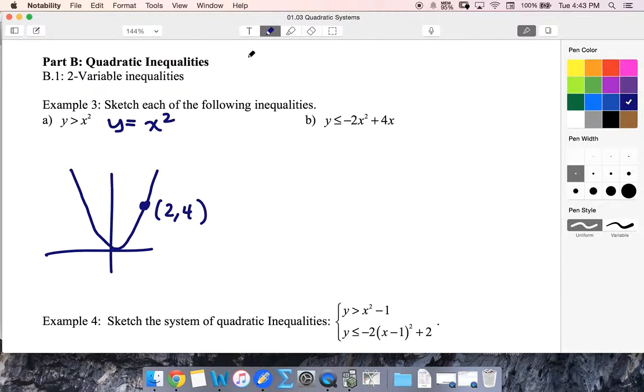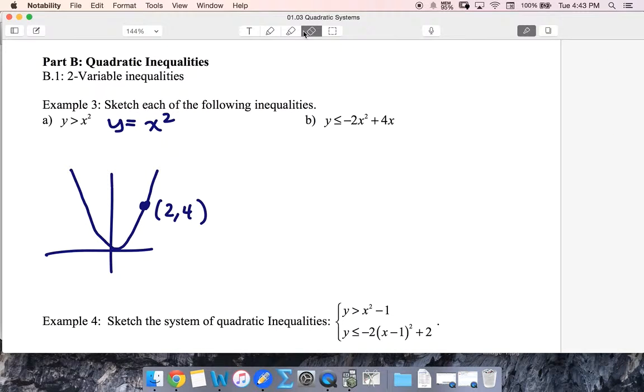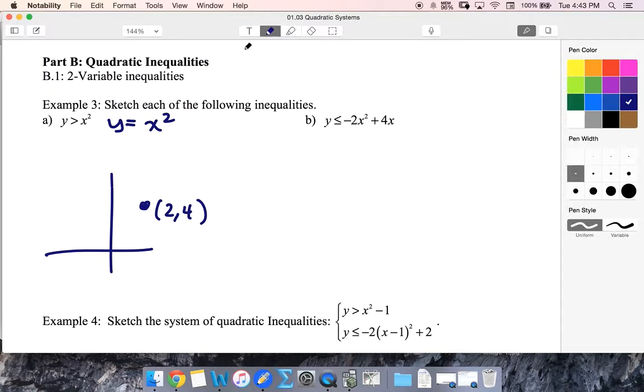Since it's greater than, I can't use the parabola as a solid line, so I need to come in and erase. I really only wanted to erase part of it and make it a dotted line. And then I want to shade everything in the middle of it.